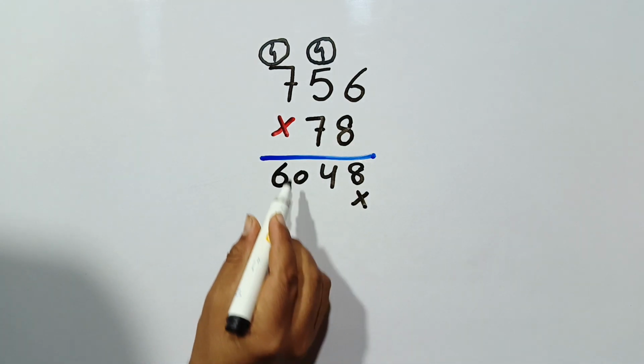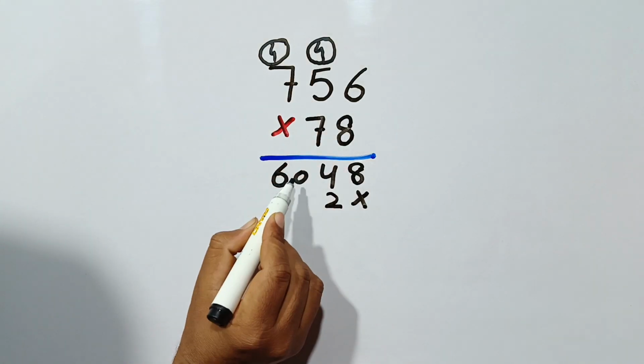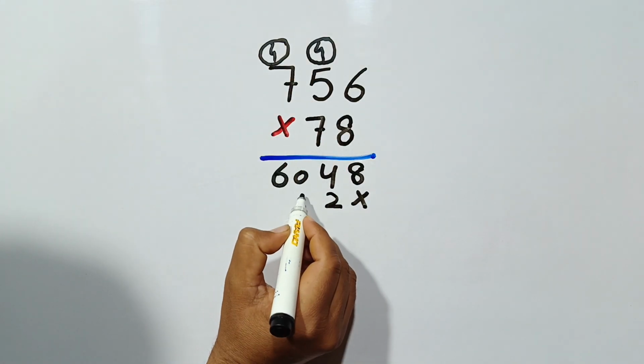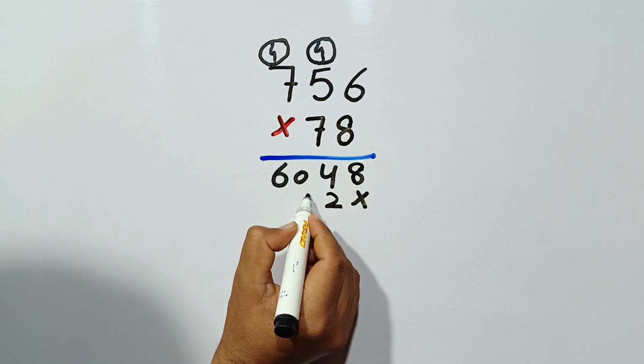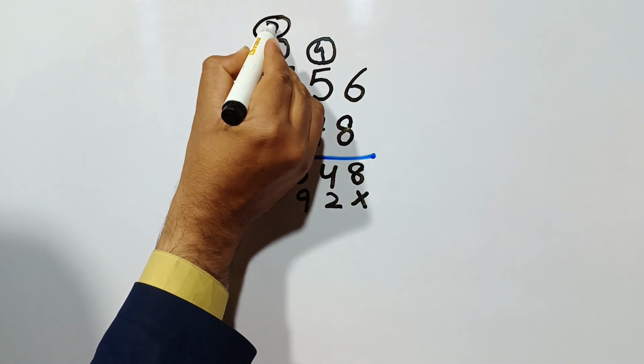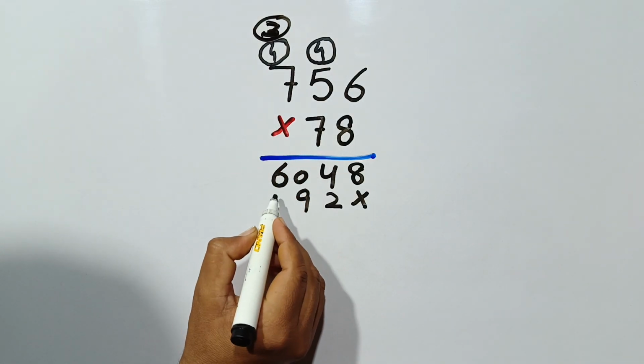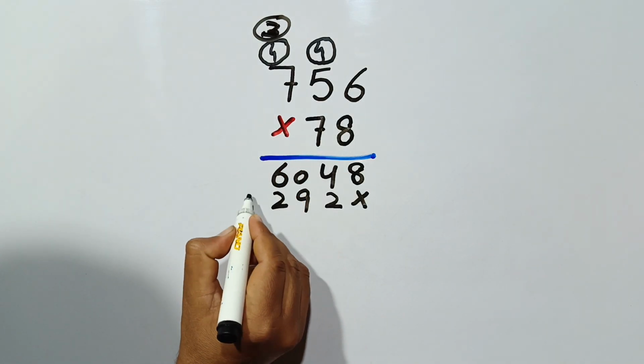Multiplication under the first digit number. Now, 7 times 6 is 42 and 4 carry. 7 times 5 is 35 and 4 carry, add is 39 and 3 carry. Now, 7 times 7 is 49 and 3 addition is 52.